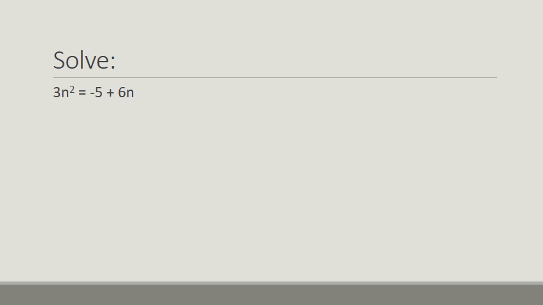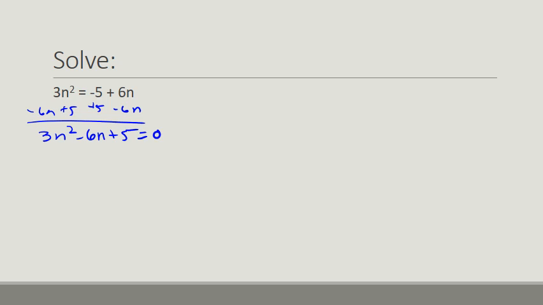Last example here, going to bring everything over to one side. So I'm going to add 5 to both sides and subtract 6n. So I'm going to get 3n squared minus 6n plus 5 equals 0. Now I could complete the square, but I'd have to divide everything by 3, and that's going to give me a fraction, so I don't want to do that. So I'm going to do the quadratic formula.